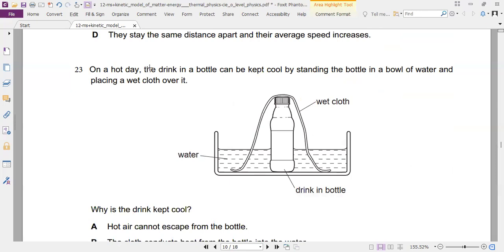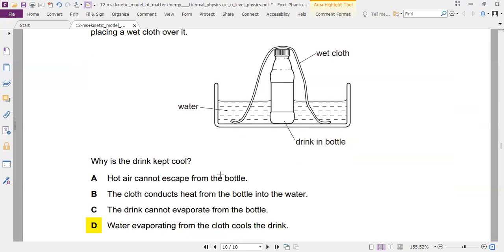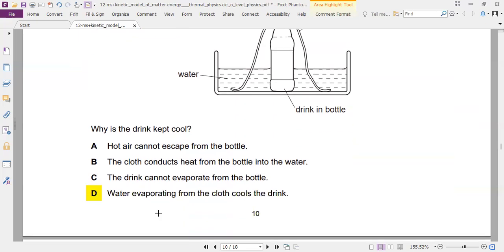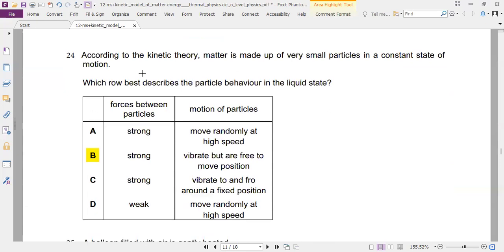Question 23. Why is the drink kept cool under this arrangement? Wet cloth and a dish of water. They're both causing evaporation, and the evaporation causes cooling. So water is evaporating, and that cools the drink. Number 24.